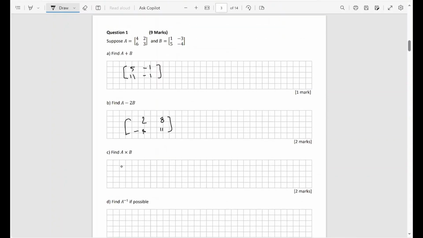A times B, we could do this properly. So 4, 2, 6, 3, times 1, minus 3, 5, minus 4. We've got to pair up the top row with the first column. So you get 4 times 1 plus 2 times 5 is 14. Then you're going to get 4 times minus 3, 2 times minus 4, so that's minus 20. 6 and 1, 3 and 5, so that looks like 21. 6 and minus 3, 3 and minus 4, I think that's minus 30 if I'm not mistaken. But we should double check this.